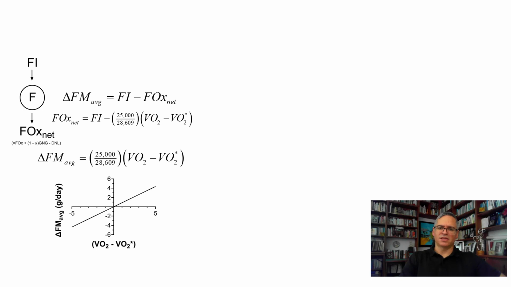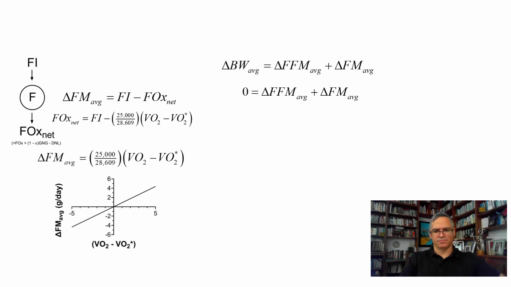Next, recall that the average body weight change is always equal to the sum of the average fat-free mass change and the average fat mass change. At steady weight, the average weight change is 0, and so we write, thus, at the coincidence of energy balance and weight stability, the average fat-free mass change is equal in magnitude to the average fat mass change, but of opposite direction.